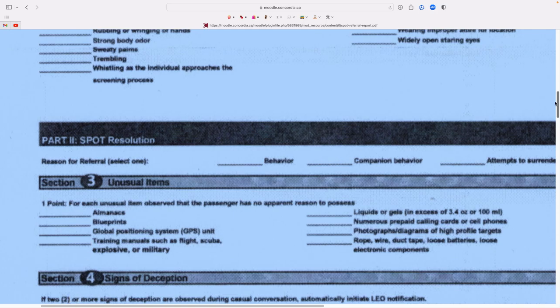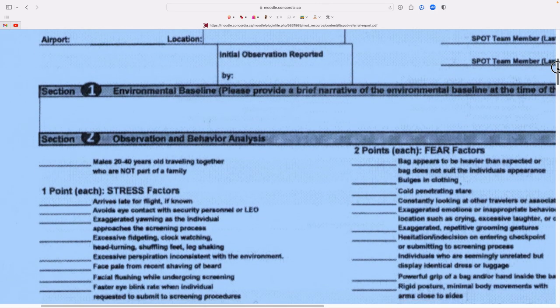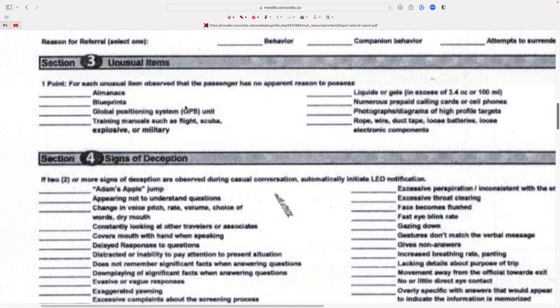So this is just the first section, your behavioral analysis. Then they also consider the items. This wouldn't be the pre-screening person, this would be the person looking at your bag or whatever. So there's all this stuff that you would expect, right? We all know you can't travel with liquids and gels and things like that. But other things that are technically legal but would raise suspicion would be almanacs, blueprints for buildings, a GPS unit, training manuals for military related things. If you have a lot of photographs of some high profile target, a bunch of calling cards, rope, wire, duct tape, loose batteries, loose electronic components, that kind of stuff.